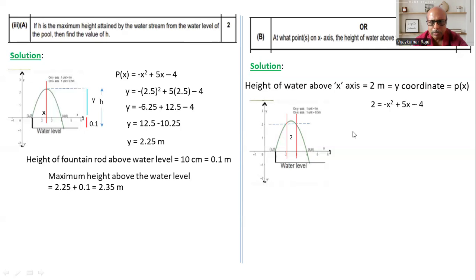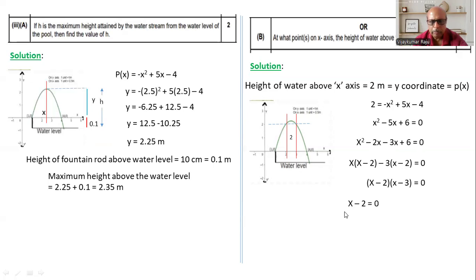So y is 2, because this height is 2, means the value of y is 2. Take these three terms this side. x squared minus 5x minus 4 will become plus 4. 4 plus 2 is 6. Okay. So x squared minus 2x minus 3x plus 6. Take x common. x minus 2, minus 3 into x minus 2. This is x minus 2, x minus 3.